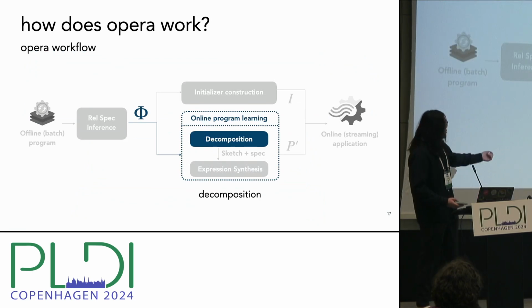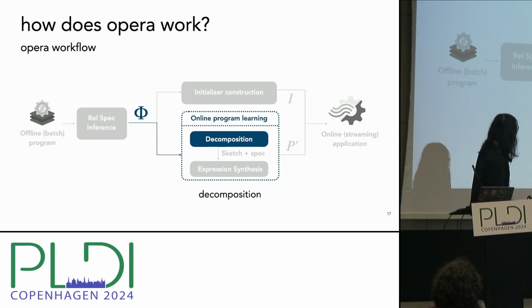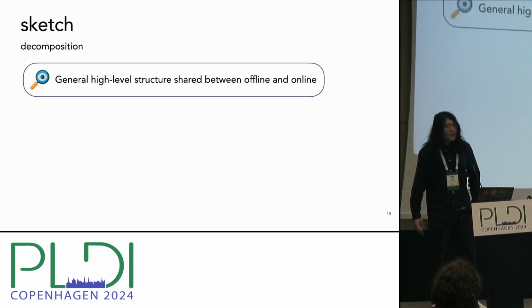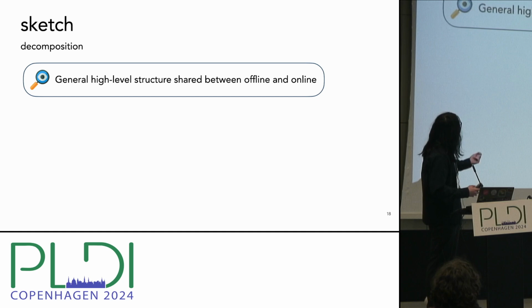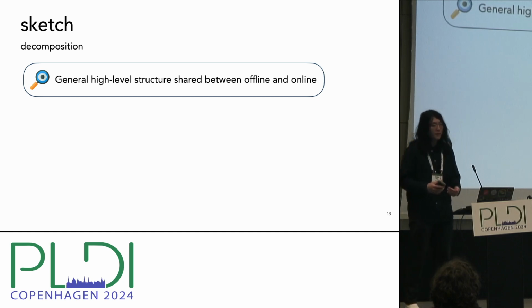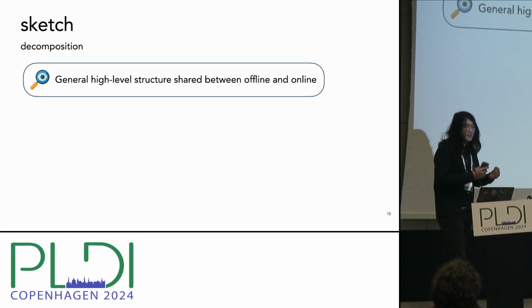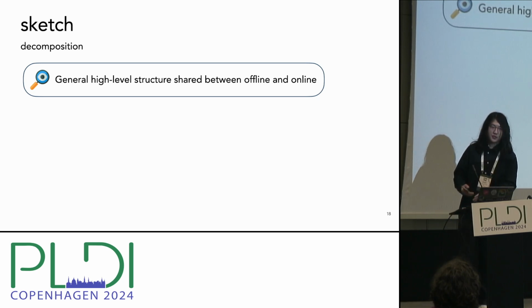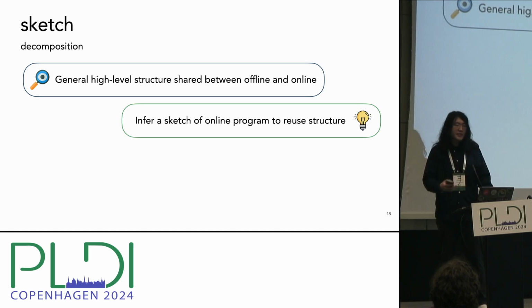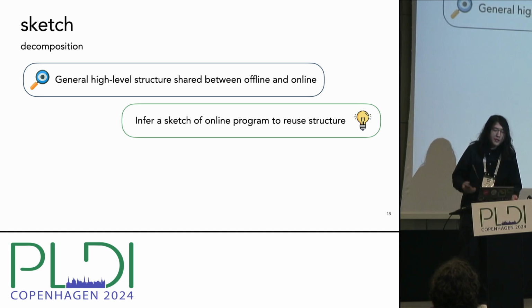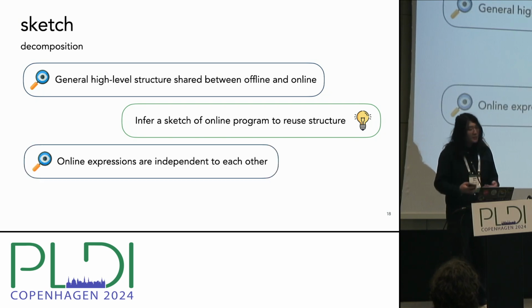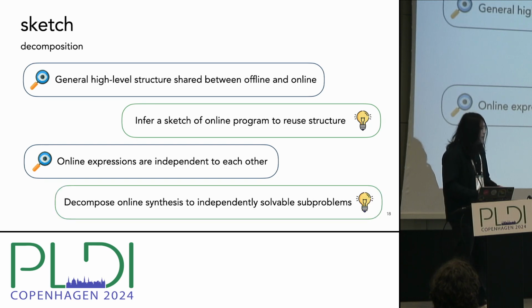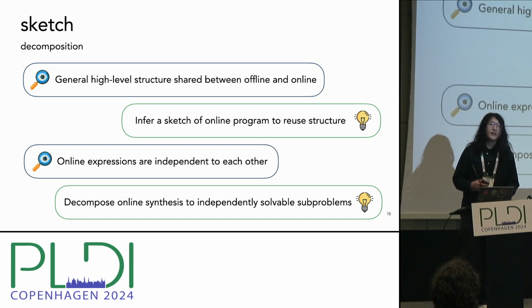Let's begin with the first part of the learning part, decomposition. So the decomposition idea is based on two observations. The first observation is that the offline program and online program share the same high-level structure. So we can infer a sketch of the online program to reuse that structure. Secondly, online expressions are independent of each other. So we can just decompose the online synthesis problem into independently solvable tasks.